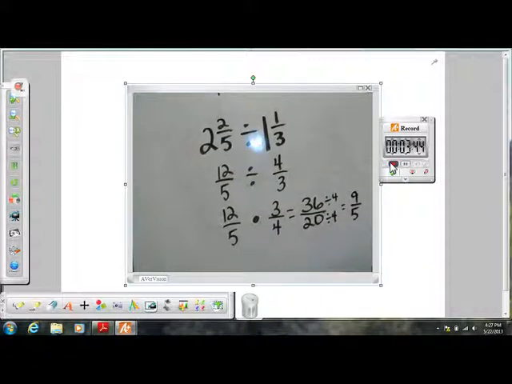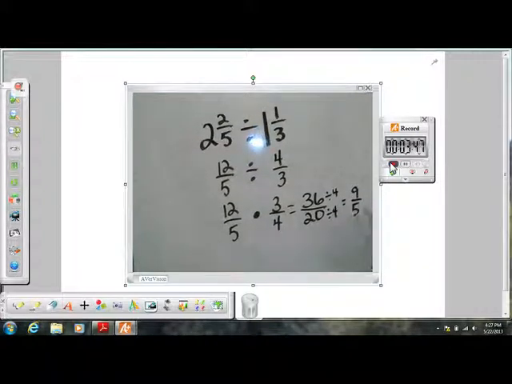But 9/5 is still improper, so I need to change it to a mixed number. How many times will 5 go into 9? Well, it goes in once, and there's 4 left over. So my 4 goes in the numerator, and my 5 stays the same. So that would end up as being 1 4/5.